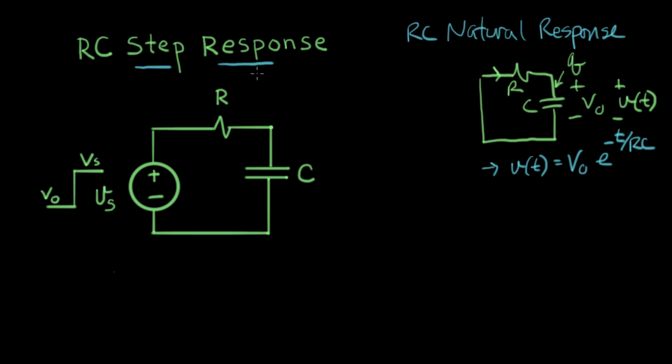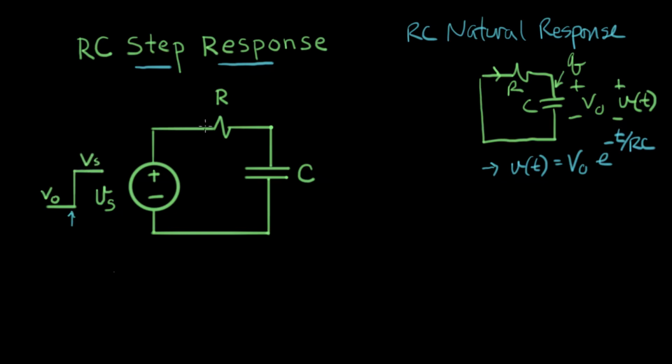And now what we're going to do in the step response is we're going to actually kick this circuit with a step. We're going to make the circuit do something, add some sort of stimulus from the outside that pushes this RC circuit in some direction. And we're going to see what that means. And it's going to be related to the natural response. So Vs here starts at some voltage V naught. Then at time 0, right here, it makes a sharp step up to some other voltage, Vs.